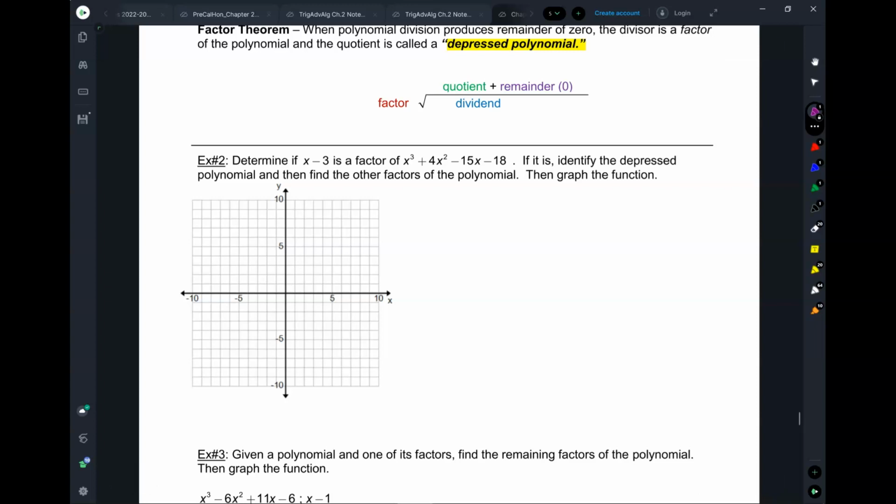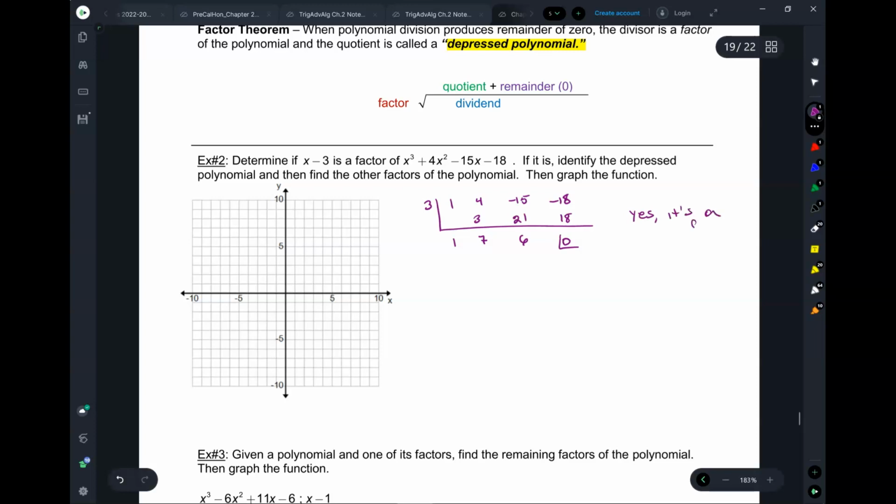Fabulous. So let's see. If we have x minus 3, that means we can put 3 up here. And I get 1, 4, negative 15, negative 18. 1 comes down, 3, 7, 21, 6, 18, 0. Okay, I did in fact get 0 for the remainder. That means yes, it's a factor, just like 6 is a factor of 24. So when I divide 24 by 6, I should get remainder 0.